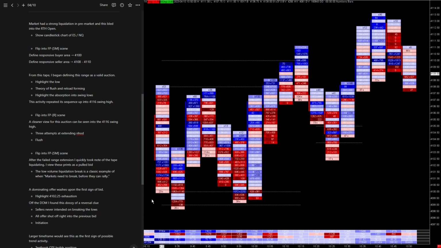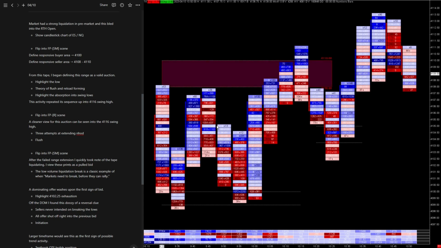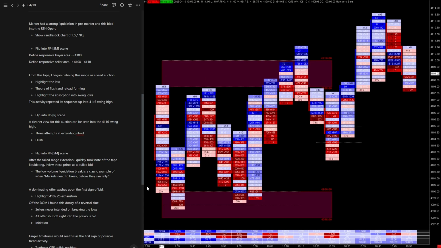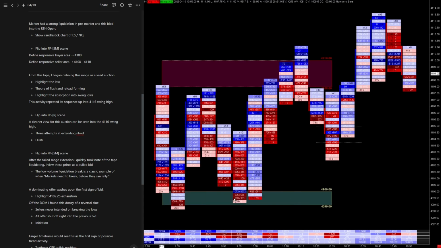With this tape mentioned, I start to get ideas of this area becoming a valid auction. And to denote this, I'm going to box out the lower end in blue for responsive buyers and the upper end in red for responsive sellers.